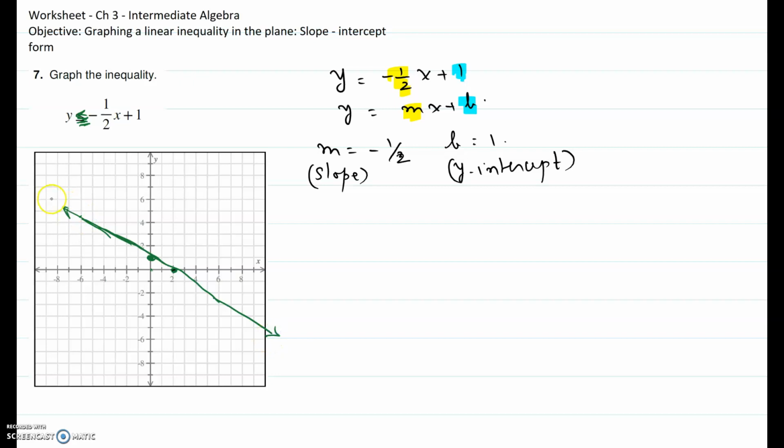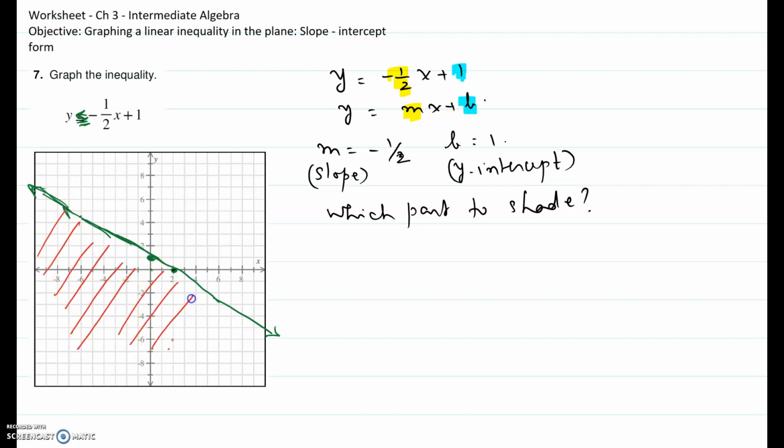Now the question is, which part of the graph will you shade? Is it below the line or above the line? Because it's an inequality. So which part to shade? Normally if you have a less than or equal to, the part that you will shade is the one below the line. But we will justify why we do that.